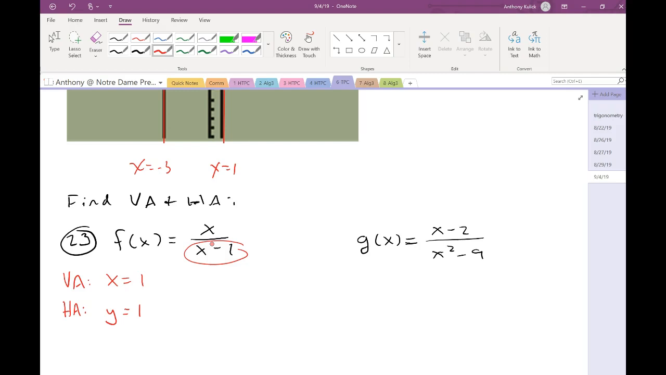And then for the horizontal asymptote, you could notice that these are both degree 1 polynomials, so it's leading coefficient over leading coefficient. Or you could have graphed this on your calculator and used your XY tables to justify the horizontal asymptote being 1, as we showed in the previous example. Everybody's okay with that idea? Okay. For 24, I didn't label this. What did you guys find for the vertical asymptote?